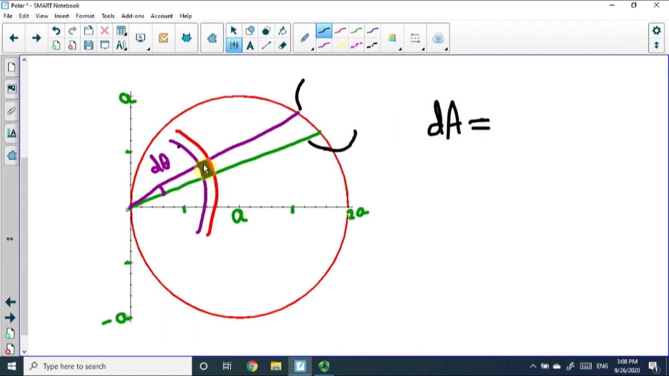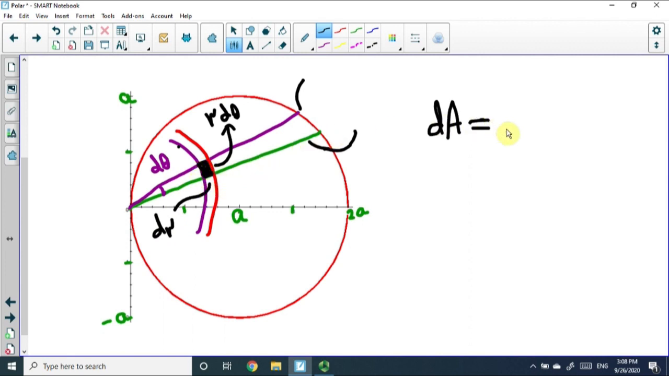Now because it's so infinitesimal, it looks like a square or a rectangle. Look at this side now. This one is an arc which is opposite to the angle d theta. This is r times d theta. So that's the length of this little arc. Now the width of that region is just dr. So this one is just dr.